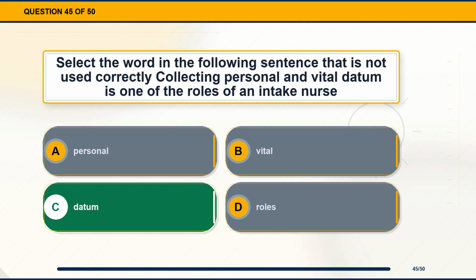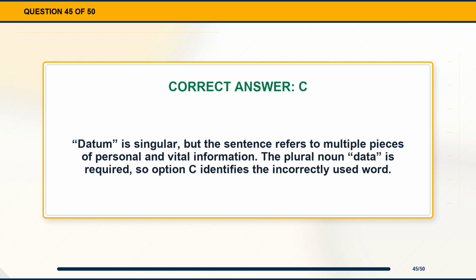The correct answer is option C, datum. Explanation: datum is singular, but the sentence refers to multiple pieces of personal and vital information. The plural noun data is required, so option C identifies the incorrectly used word.